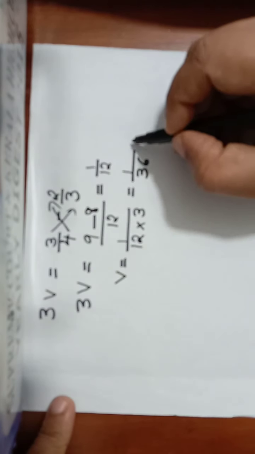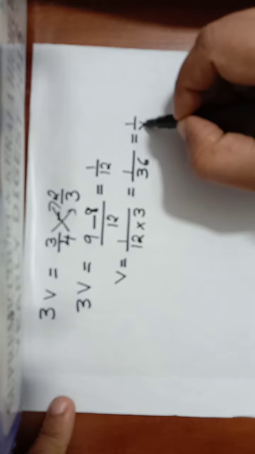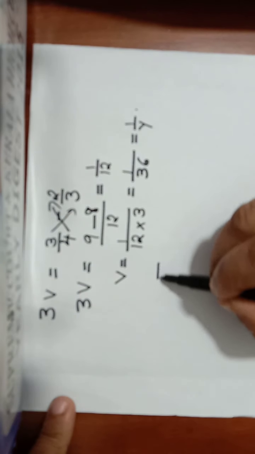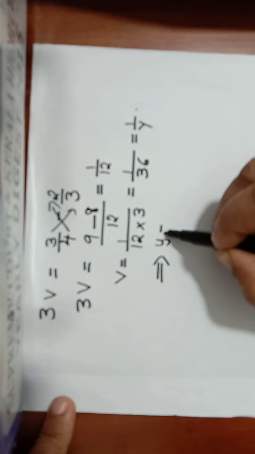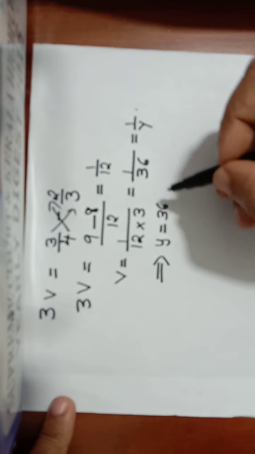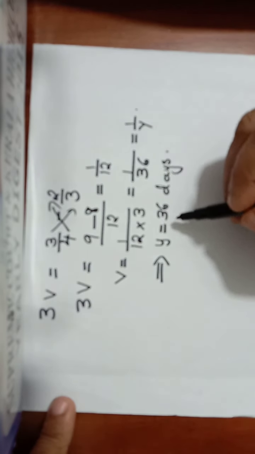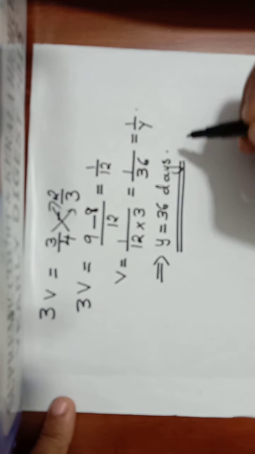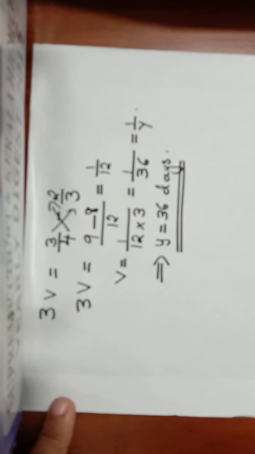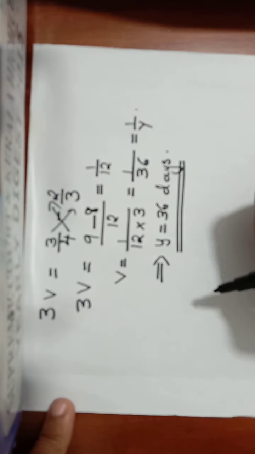What is v? Isn't it 1 by y? Therefore, this implies y is equal to 36. What is y? The number of days a person takes to do the work: 36 days. Now we have to find out the x value. How do we find out the x value? Let us find it by substituting in any one of the equations.